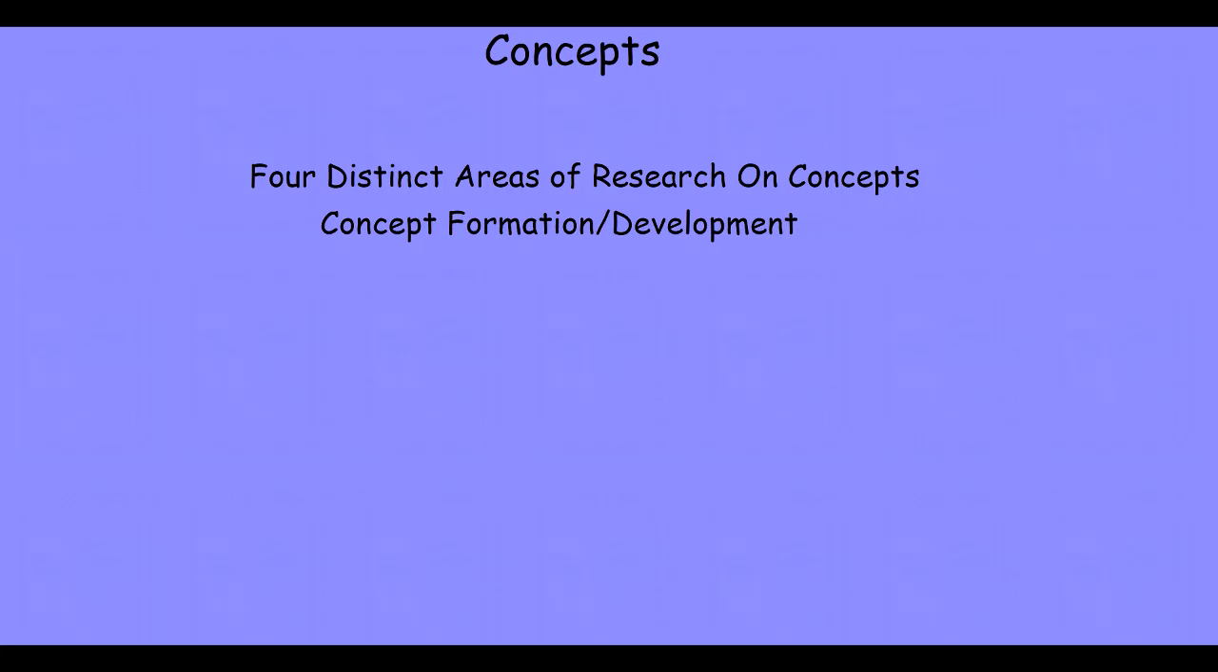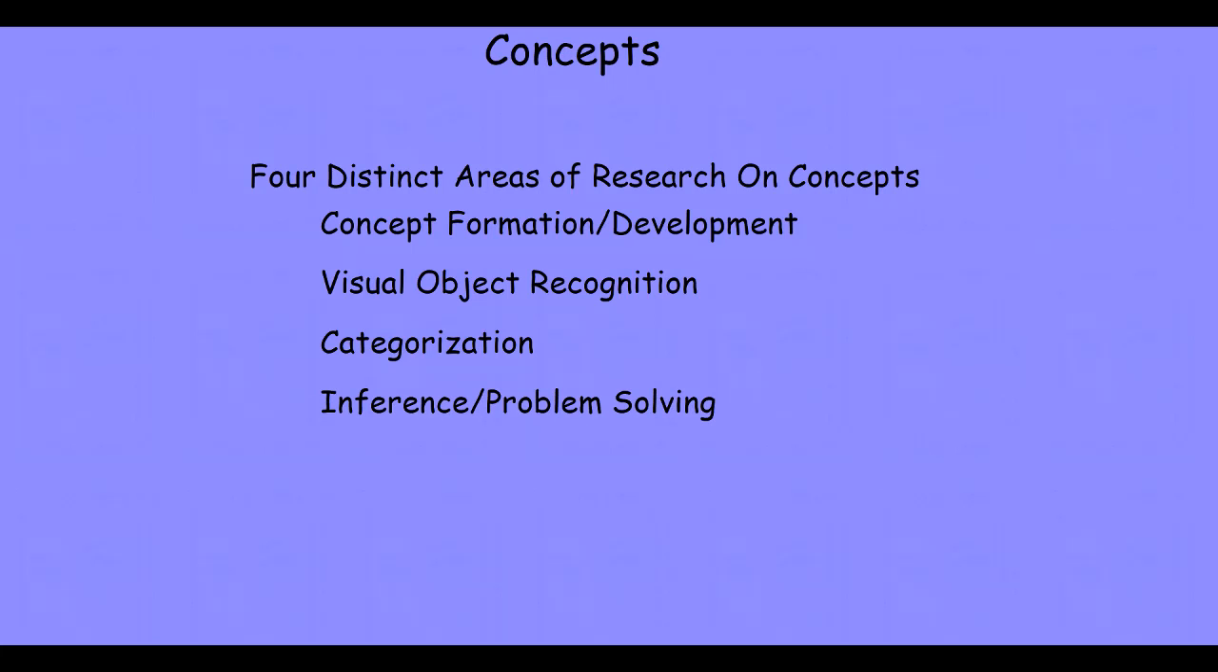So we'll start off by looking at research on concept formation and conceptual development. Then we'll turn our attention to visual object recognition research, so research on conceptualization or categorizations of objects exclusively through vision. Then we'll look at research on categorization generally, not exclusively to vision. And finally, we'll end by looking at research on the role of concepts in inference and problem solving.